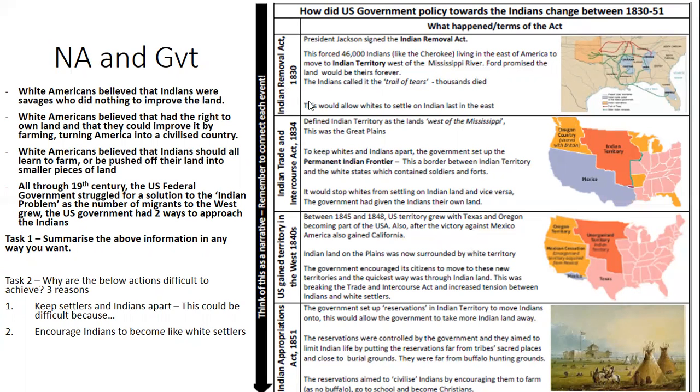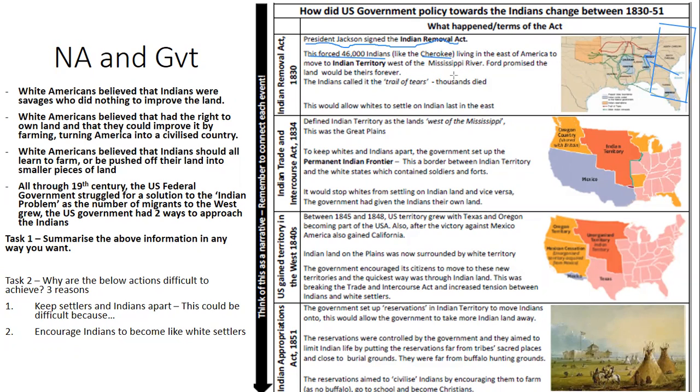The first 2, I think, would be our beginning. So in 1830, the government introduced something called the Indian Removal Act. This is where President Jackson signed this, okay? What the Indian Removal Act did was it forced 46,000 Indians, like the Cherokee, living in the east of America, forced them to move into Indian territory, which was west of the Mississippi River.